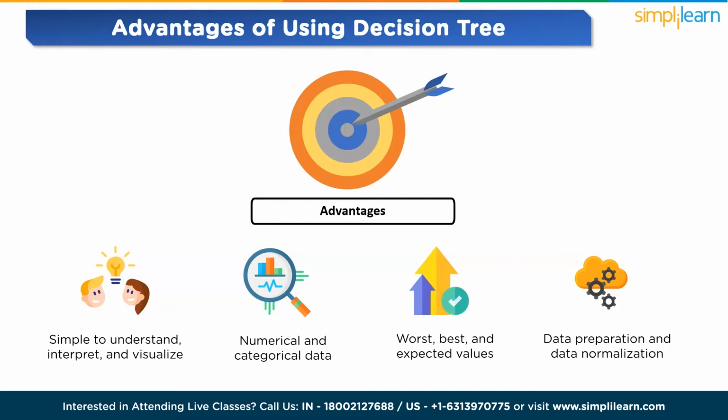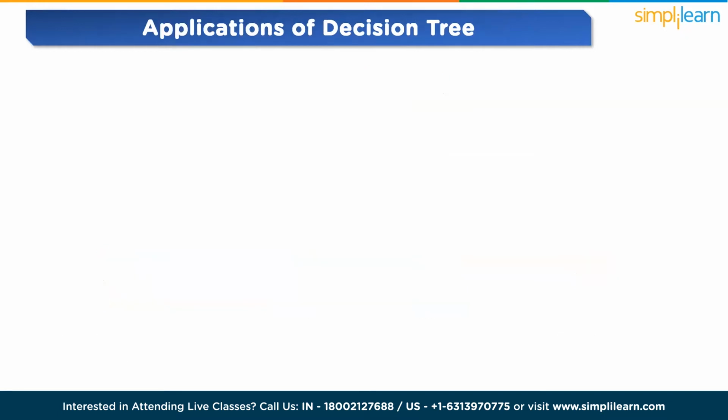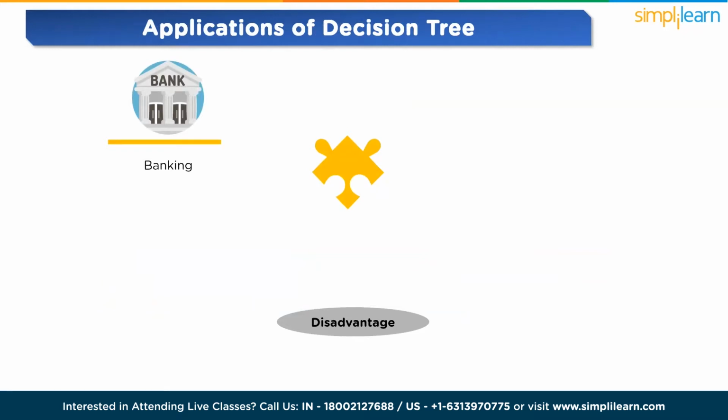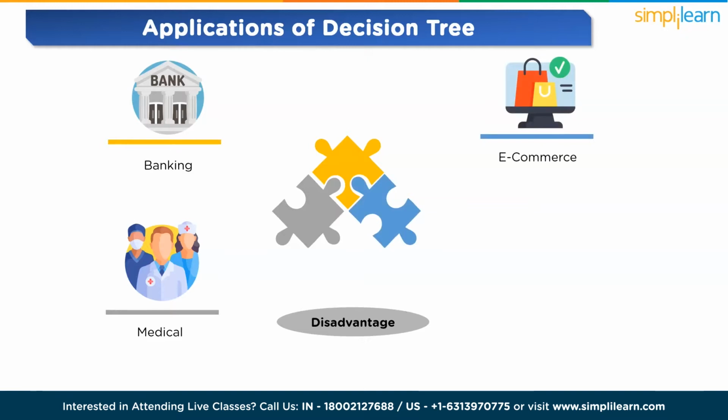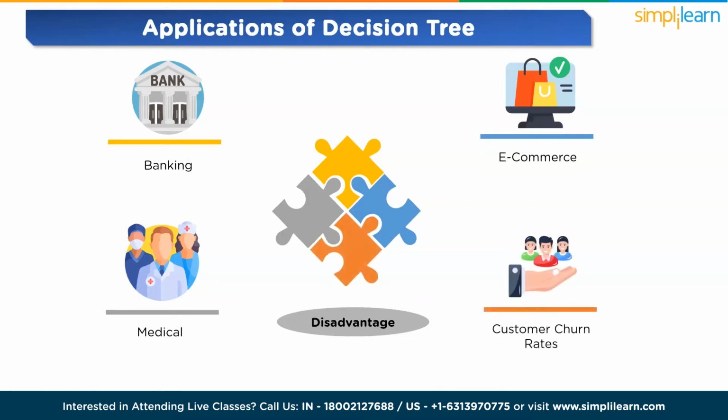Moving forward, let's see some decision tree applications. The first one is a decision tree determines whether an applicant will likely default on a loan. The second one is it can be used to determine the odds of an individual developing a specific disease. The third one is it can help e-commerce companies predict whether a consumer is likely to purchase a specific product or not. The fourth one is decision trees can also be used to find customer churn rate.